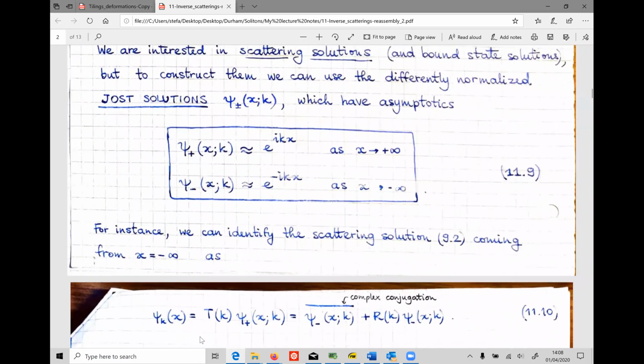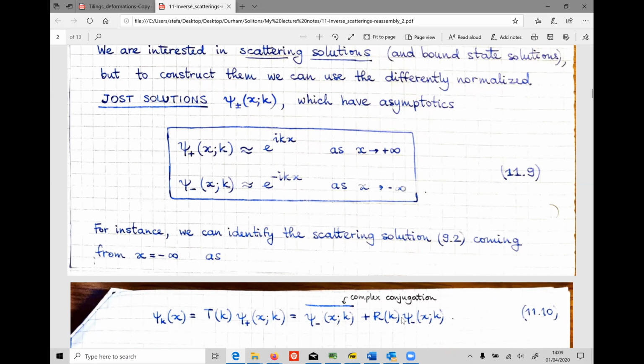There are two equalities here. So psi k is a scattering solution with a unit flux of waves coming in from minus infinity. The two equalities essentially fix the asymptotics at plus infinity and minus infinity. So let's first look at the first equality. That states that psi k, the scattering solution, is T of k, the transmission coefficient, times the Jost solution psi plus. So this ensures that when x goes to plus infinity, the scattering solution asymptotes the transmission coefficient times exponential of ikx, which is precisely the asymptotics of the positive Jost solution.